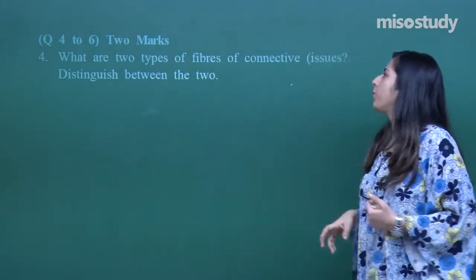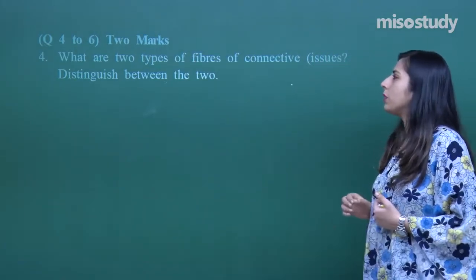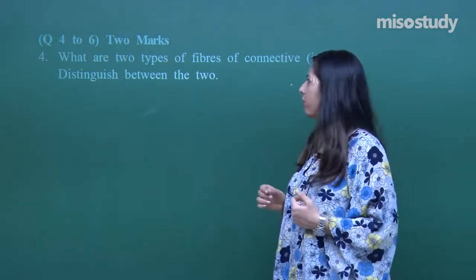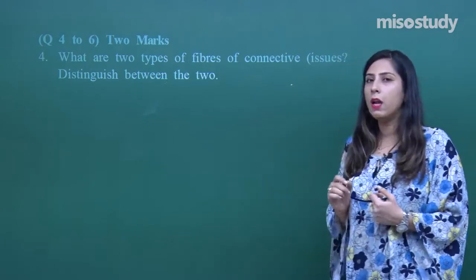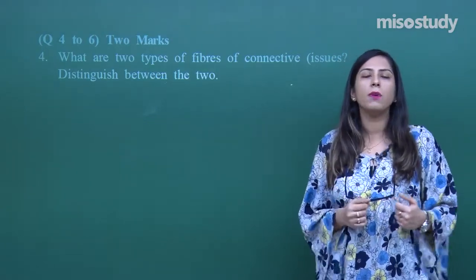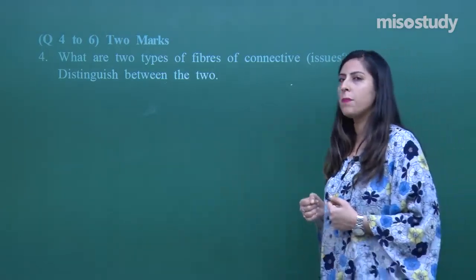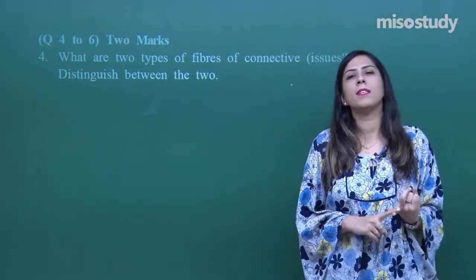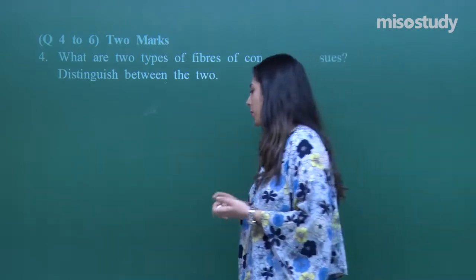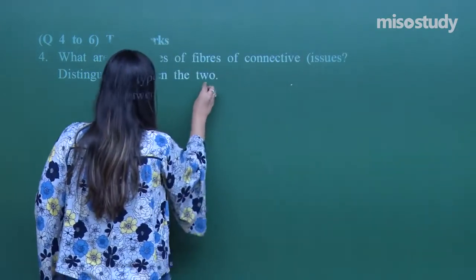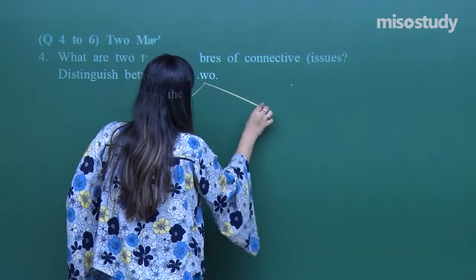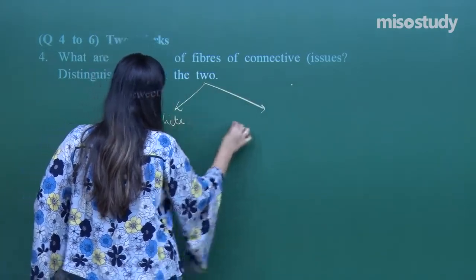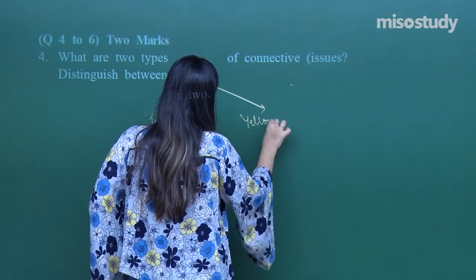What are the 2 types of fibers of connective tissue? Distinguish between the 2. As we have discussed in the session regarding connective tissue, now we have to discuss the 2 types of fibers. We know the 2 types are the first, which is made up of white fibers, and the second, which is made up of yellow fibers.